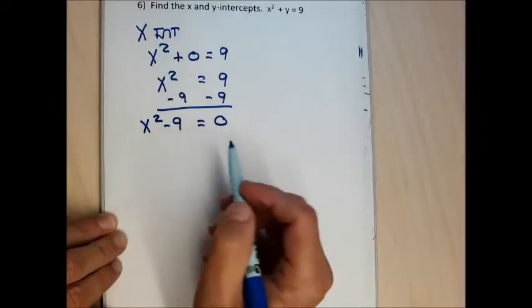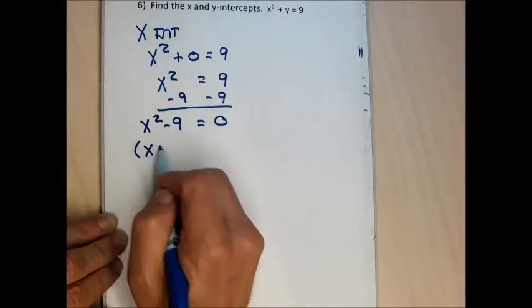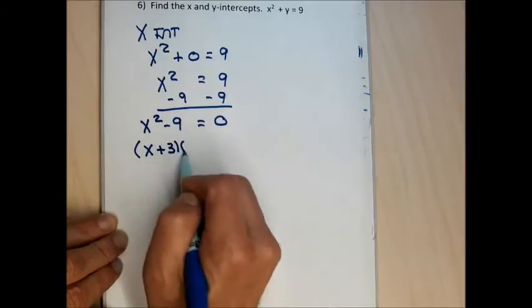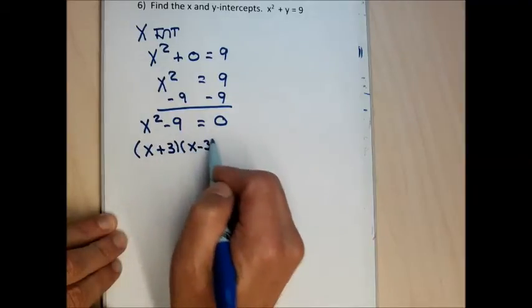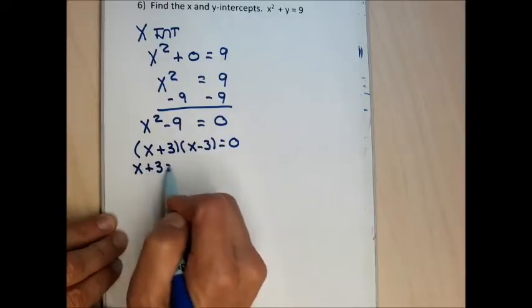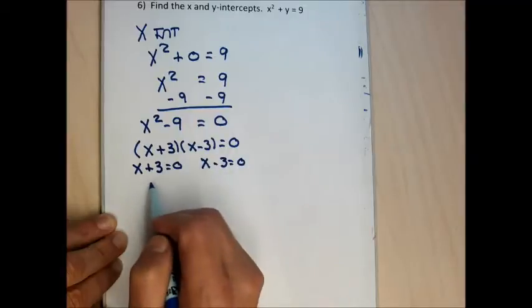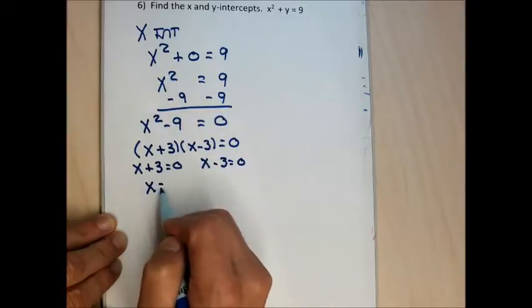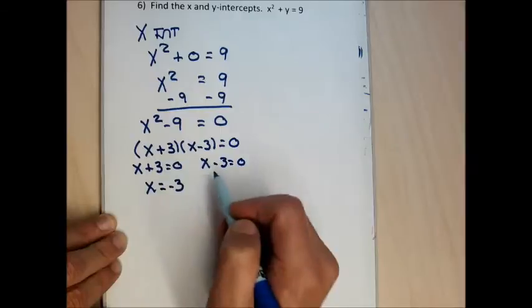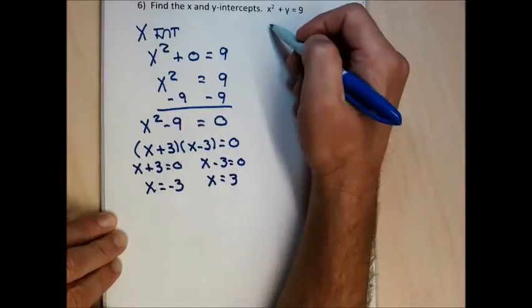So I'm going to minus 9 from both sides after I got x squared equal to 9. And then I'm going to factor. That factors into x plus 3 times x minus 3. Then I'm going to set the x plus 3 equal to 0 and the x minus 3 equal to 0. For the x plus 3, I'm going to subtract 3 from both sides and get x equal to negative 3. For the x minus 3, I'm going to add 3 to both sides and get x equal to positive 3.